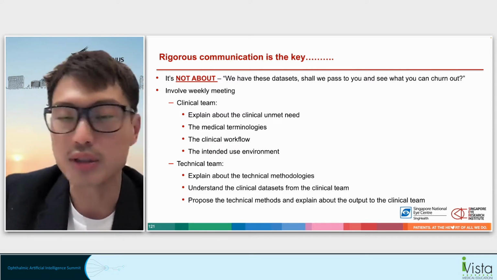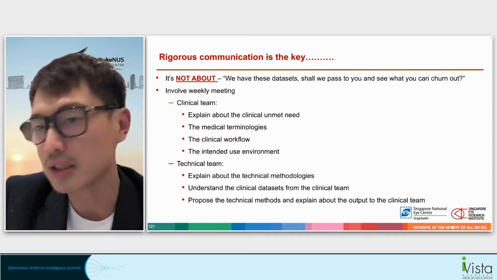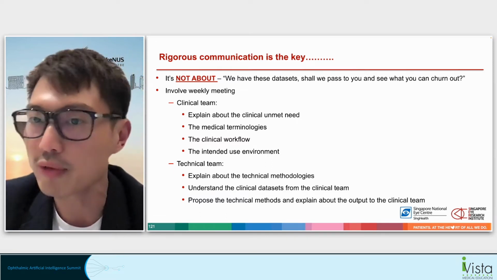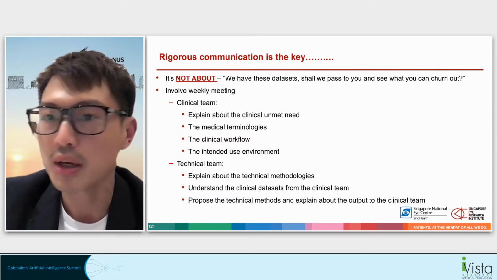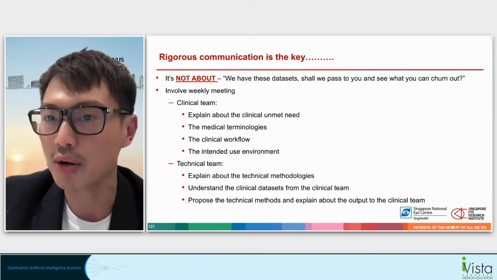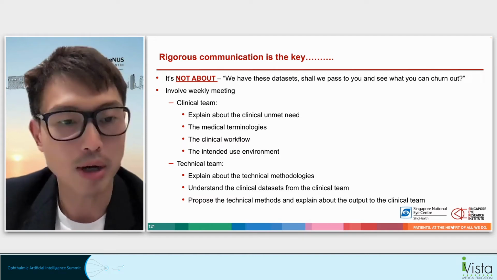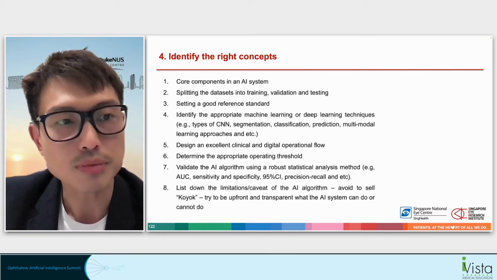As the clinical team, you always have to define again the unmet need and the medical terminologies. You always have to explain your clinical workflow to the technical colleagues, whereas the technical team has to explain the technical methodology, as well as get a sense of the clinical data sets and the ground truth from the clinical team.